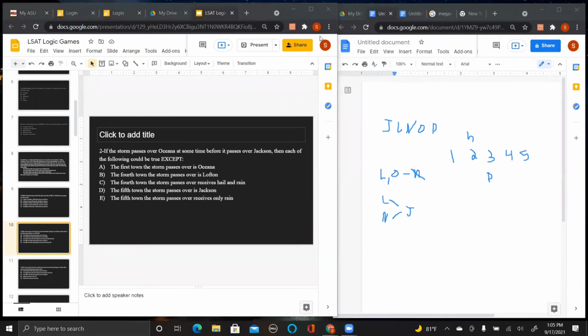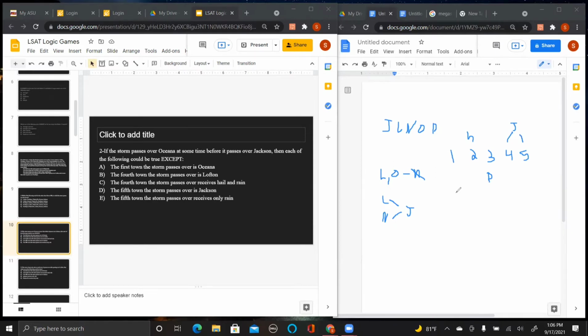If the storm passes over Oceania at some time before it passes over Jackson, each of the following could be true except... Oh yes, I forgot to write this, but Jackson has at least 2 before it, right? At least 2 variables at all times. So it can't be 1 or 2 because it has to have 2 before it. Whenever you have a rule where something has another variable before or after it, that will indicate that it can't be first or second, or it can't be last. Like if something came after J, we knew J couldn't be last. But in this case, J has to be either 4 or 5 in every iteration of the game.